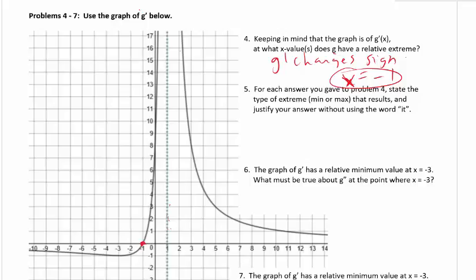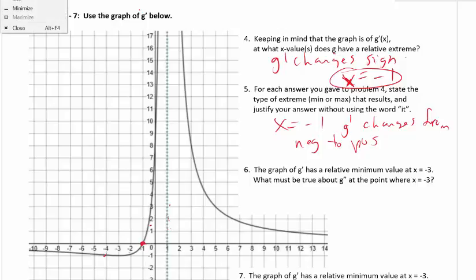So number 5, it says for each answer you gave to problem 4, state the type of extreme, min or max, that results and justify your answer. When x is -1, g prime changes from being below the x-axis, so negative, to being above the x-axis, so positive.